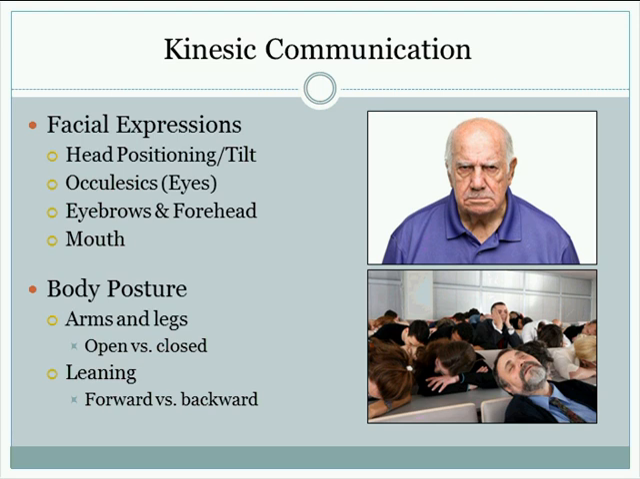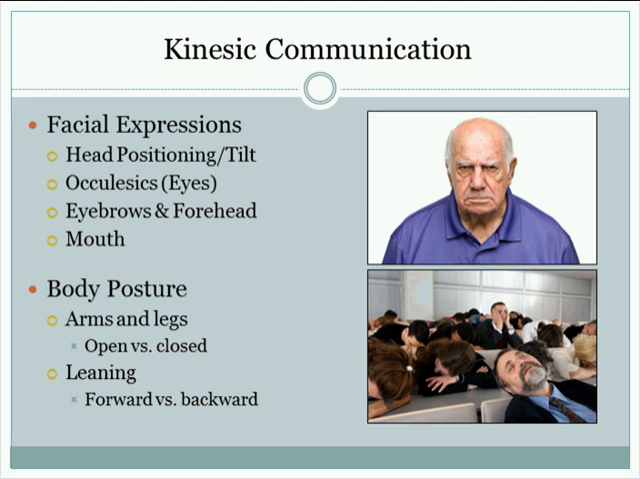The eyebrows and forehead also provide signals, from surprise to fear to anger. One raised eyebrow can signal skepticism. A wrinkled forehead can signal anger. In addition, the mouth also provides signals. A smile signals warmth, agreement, and interest. Pursed lips signal anger. Let's now talk about body posture.